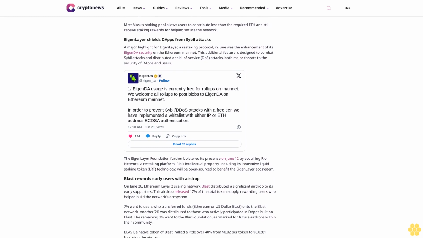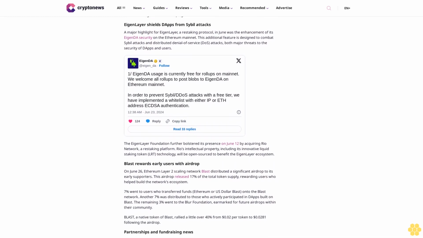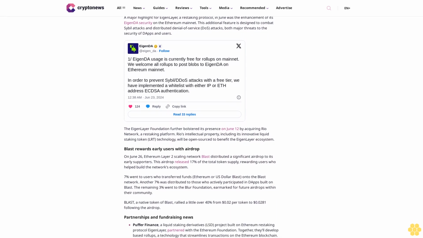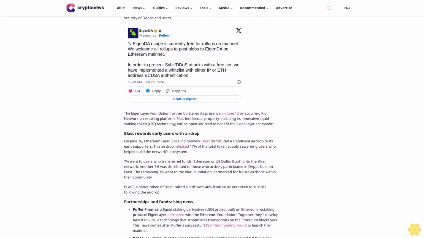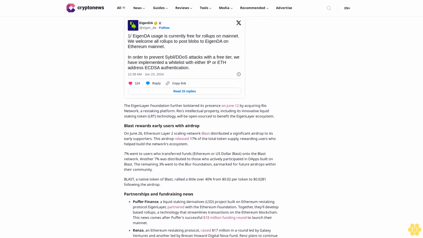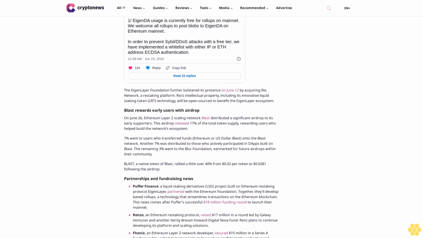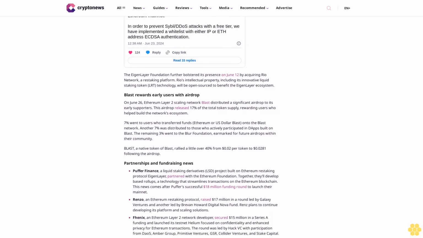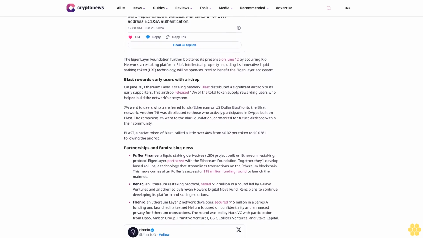The MetaMask staking pool allows users to contribute less than the required ETH and still receive staking rewards for helping secure the network. EigenLayer shields dApps from Sybil attacks. A major highlight for EigenLayer, a restaking protocol, in June was the enhancement of its security on the Ethereum mainnet. This additional feature is designed to combat Sybil attacks and distributed denial of service attacks, both major threats to the security of dApps and users.